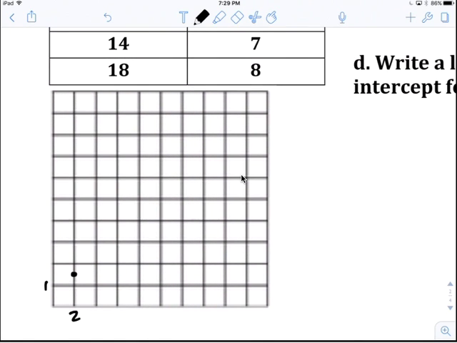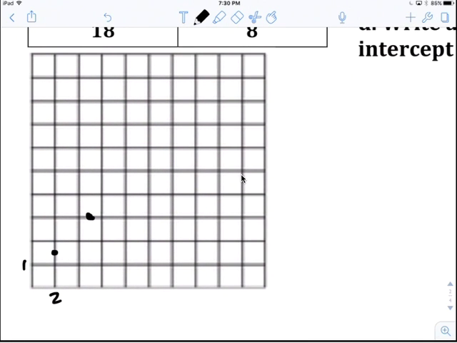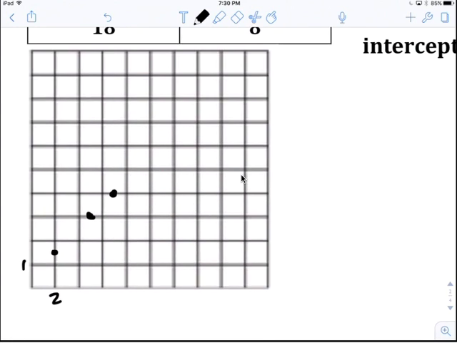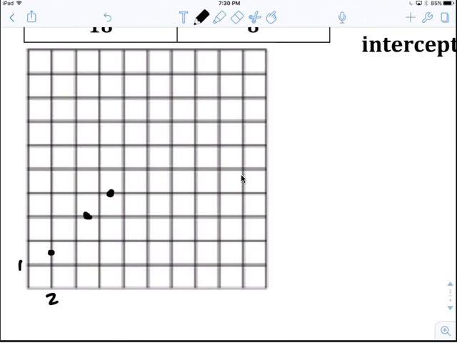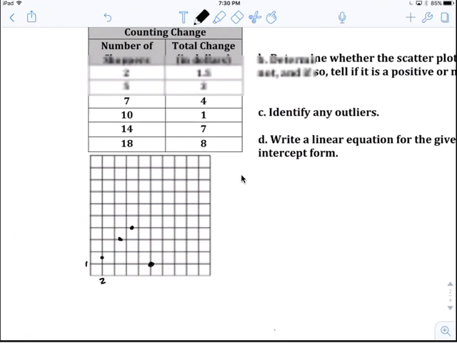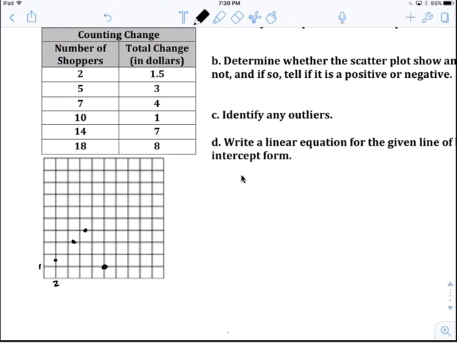5 and 3. 5 and 3 is about right there. No, 5 and 3 is about right there. 7 and 4, 2, 4, 6, 8, 7 and 4 is about right there. 10 and 1, 2, 4, 6, 8, 10 and 1, right there. 14 and 7, 2, 4, 6, 8, 10, 12, 14 and 7. It's about right there. And 18 and 8.